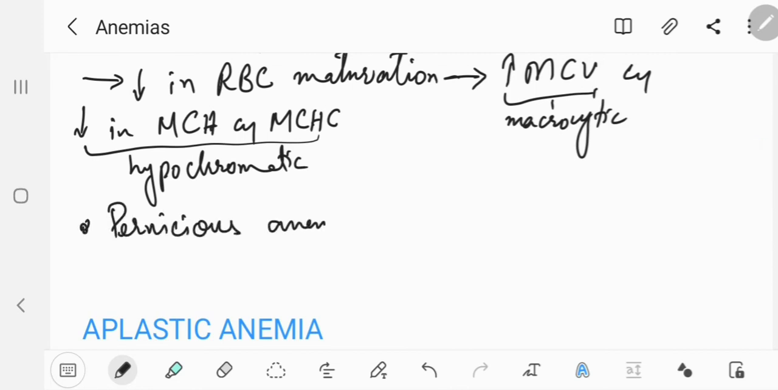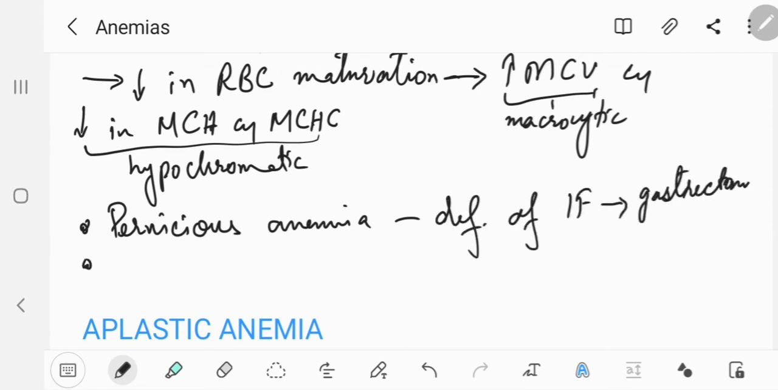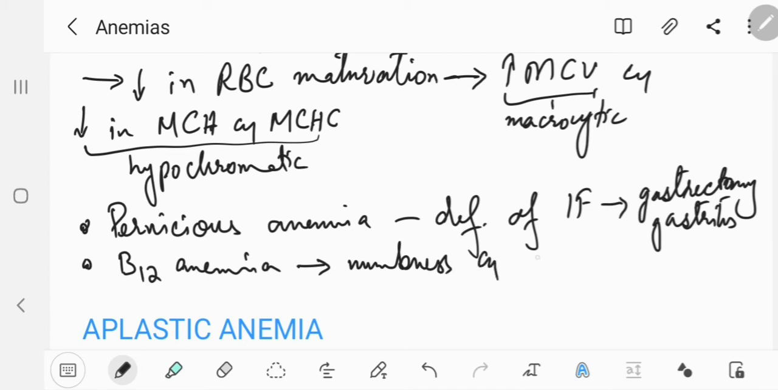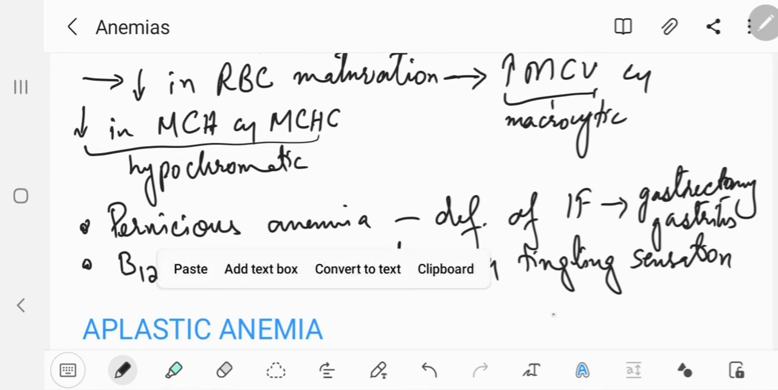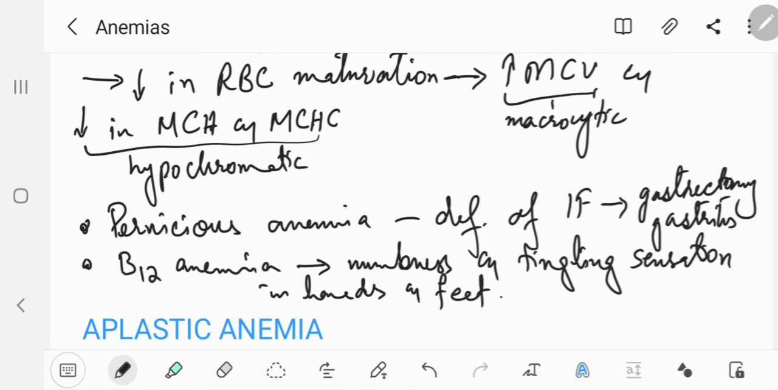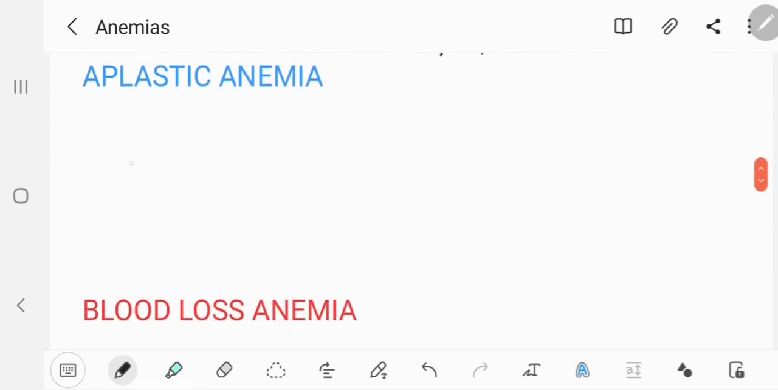Over here we have to know what pernicious anemia is. In pernicious anemia, there is vitamin B12 deficiency due to deficiency of intrinsic factor, that can be due to gastrectomy or gastritis. And in B12 deficiency anemia, the patient will complain of numbness and tingling sensation of the hands and feet, which is very important due to the fact that B12 is also important in myelination of the nerve fibers.